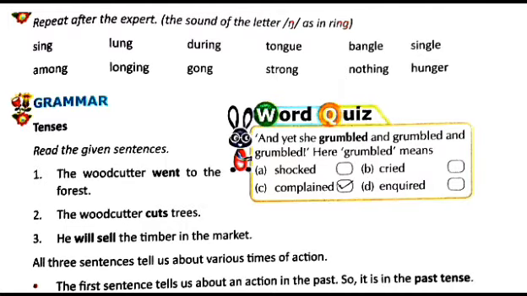Repeat after the expert the sound of the letter N as in ring. Ng. That G sound, that sound is there. Ng is ing. So we have to concentrate on that sound. We are going to speak all these words. Do speak after me.